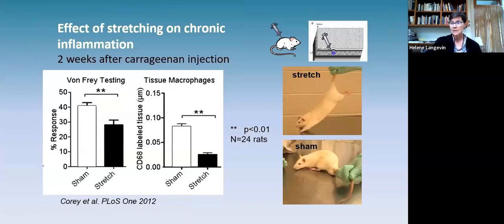And so then we randomized the animals to either stretching or no stretching. And we found that the stretched animals had less sensitivity to touch, measured by von Frey testing here on the left. And also the amount of macrophage infiltration of the tissues was markedly reduced in the stretched animals. So it really looked like stretching was reducing the amount of inflammation as well.